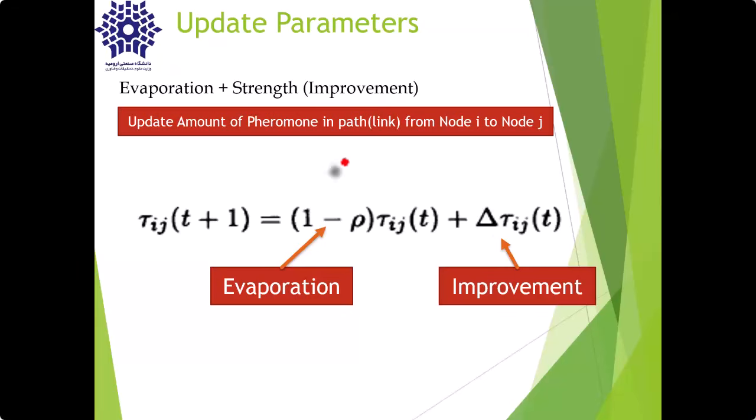So by this way, we update parameters: evaporation plus strengthening. Update the amount of pheromone in the path from node i to node j. So tau ij at time t plus 1 equals 1 minus rho times tau ij at t plus delta tau ij at t. So it is evaporation and improvement.